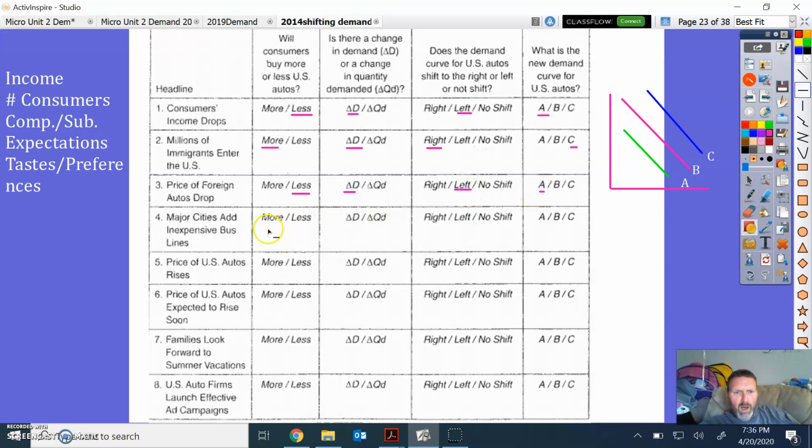Major cities add inexpensive bus lines. I'm going to take the bus. Less. Change in demand. Left.